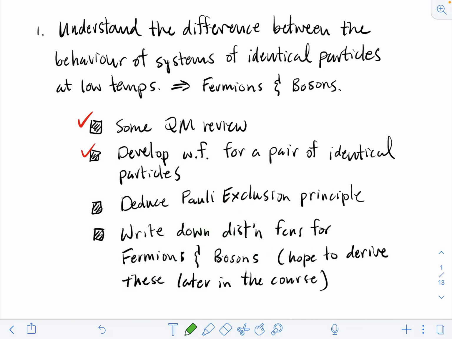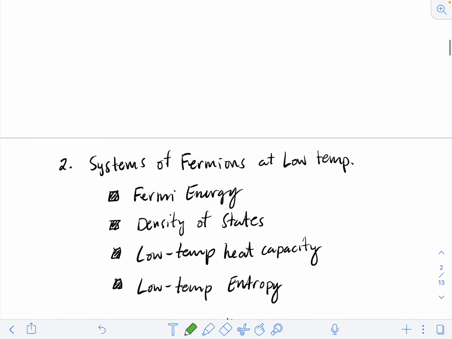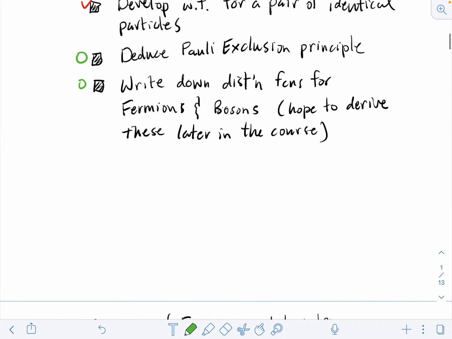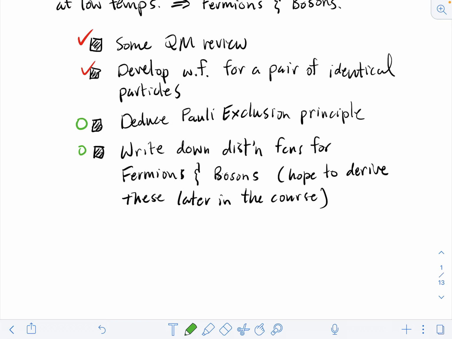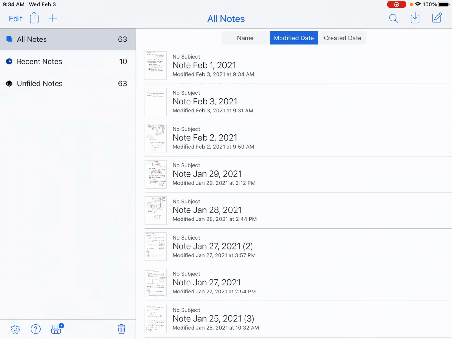Our plan for today is to deduce the Pauli exclusion principle, which will be very quick, and we'll use our wave functions for two identical particles that we developed last time. Then we'll write down the so-called distribution functions for fermions and bosons, and we'll discuss the concept of a Fermi energy. So that's the plan for today, and we're trying to tick off some of these boxes on our roadmap.